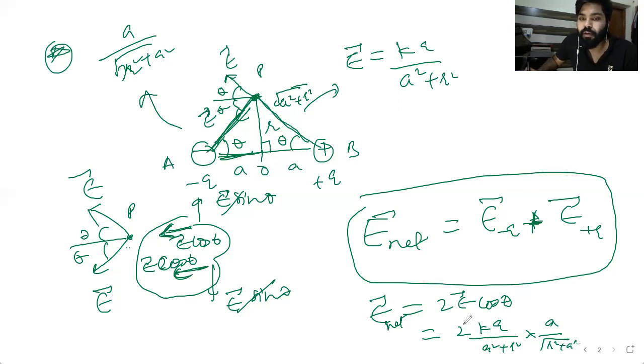Now you can write 2 times q times a, and 2aq is p. So the numerator becomes kp, and the denominator becomes a square plus r square whole raised to the power 3/2. So you can write kp over under root of r square plus a square whole raised to the power 3/2.